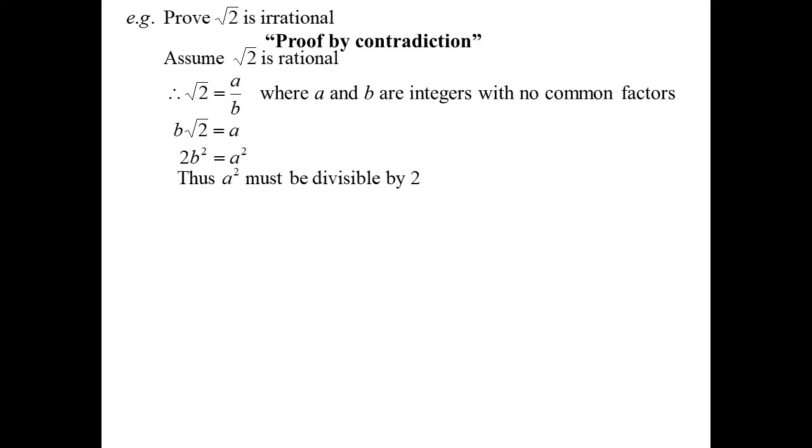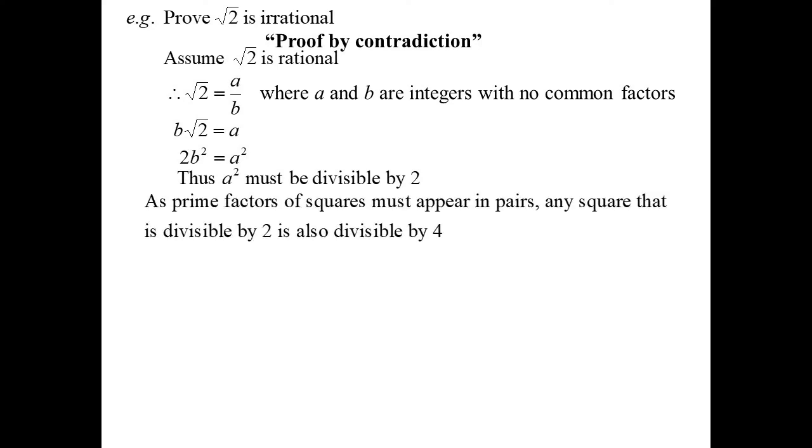But hang on, if a squared is divisible by 2, it must be divisible by 4. Because in squares, all factors are doubled, if you like, because you've got a times a, b times b. So if 2 is a factor, there must be another 2 in there as a factor. So you've got 2 times 2. Okay, so we know it's divisible by 4.